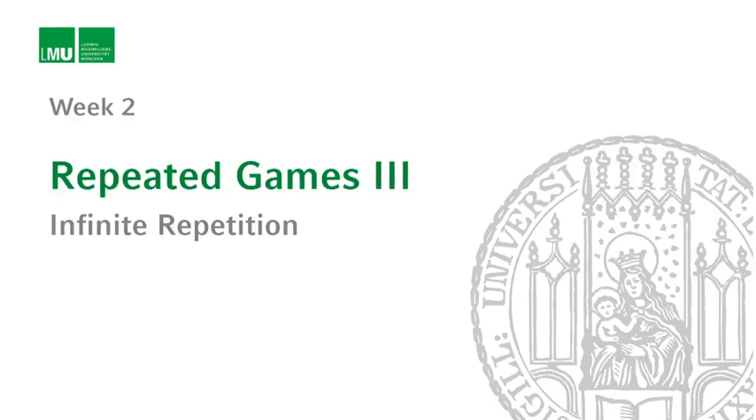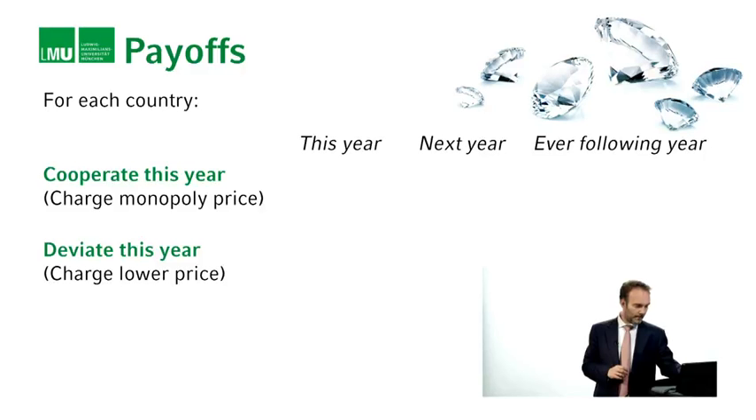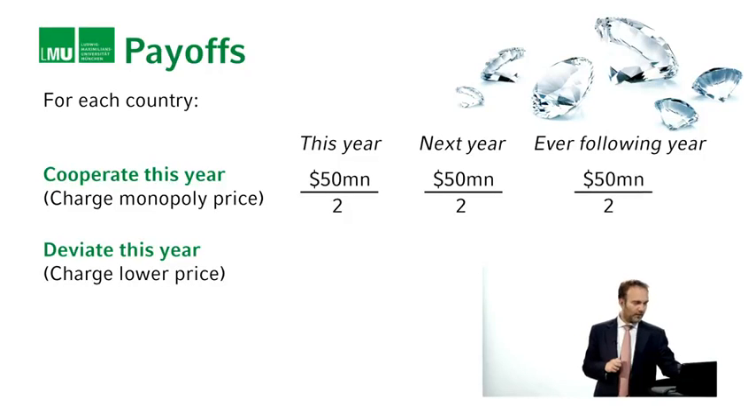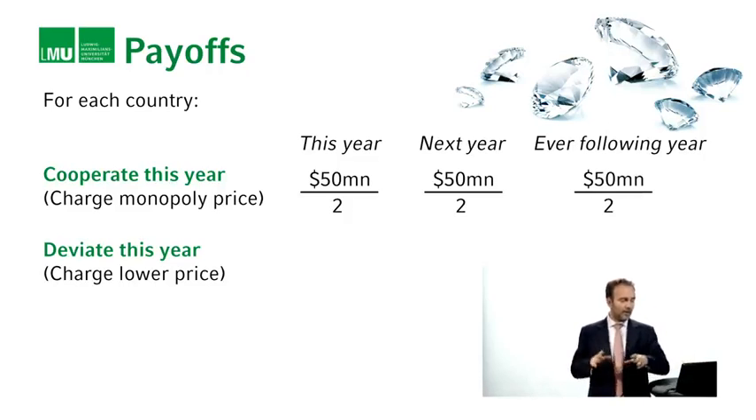Okay, so another question that was asked, again, it was about cooperation and about repeated games in infinite repetition. There were some issues about the formulae that we put up. So again, remember, this was about De Beers, this was about diamonds, and about the diamond cartel. So for each country, if we cooperate this year and charge the monopoly price, we make 50 million divided by 2 because we share the market, and we do that this year, next year, and the following year, and so on and so forth.